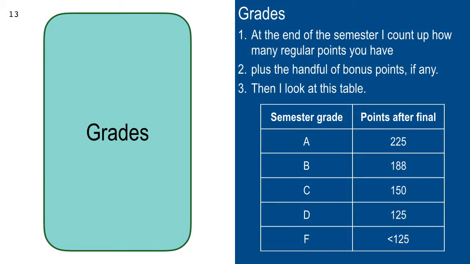Grades. Here's the grade scale. So what I do is after the final's in and graded, everything's squared away, I tally up everybody's points, including bonus points, and then I basically go to this table. And if you have 225 out of 250, then ding, you get an A. 188 for a B, 150 for a C, 125 for a D, and if you're below 125, that's an F.